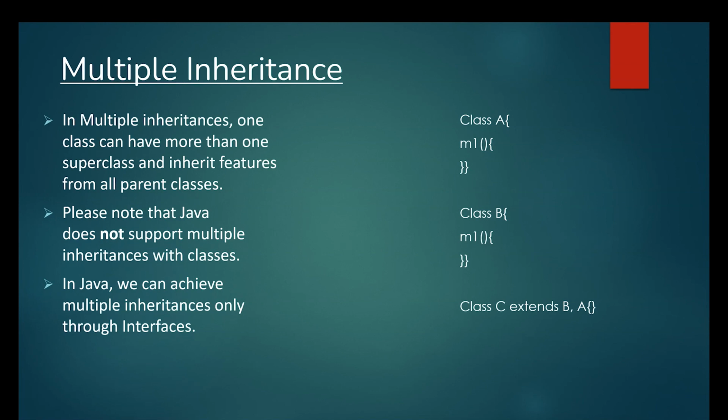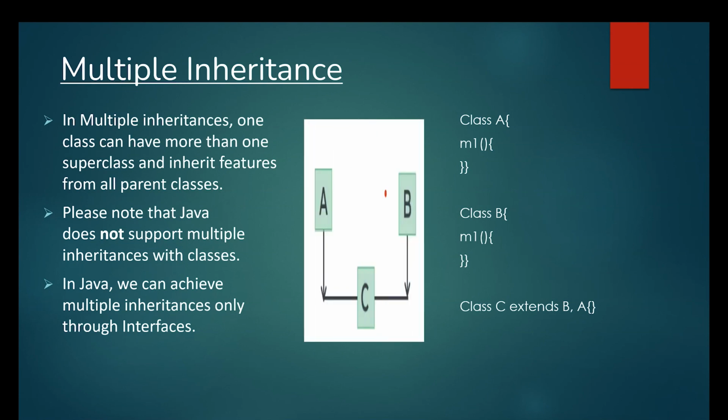Now, let us move to the next type of inheritance that we have in Java. Just before that, we have this diagram to explain multiple inheritance. If you see here, there is class A and class B, and these two classes are being extended by the same class C, as we have seen in the pseudocode on the right hand side. Let us move to the next type of inheritance in Java, that is hybrid inheritance.